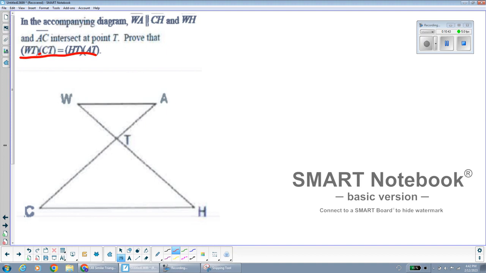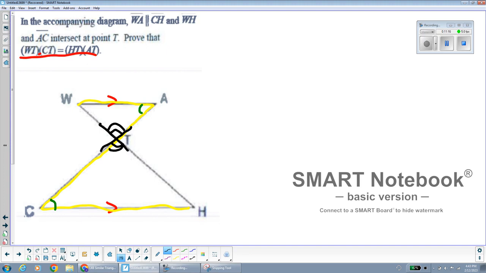So from our givens, we know that WT and CH are parallel. And my givens are there for a reason. So what I see is my parallel lines cut by a transversal, and I see that letter Z, which tells me I have congruent alternate interior angles, inside the lines, different sides of the transversal. And I also see my intersecting lines that are mentioned in the givens. So I have congruent vertical angles formed by the intersecting lines. And there I have my triangles similar by AA.